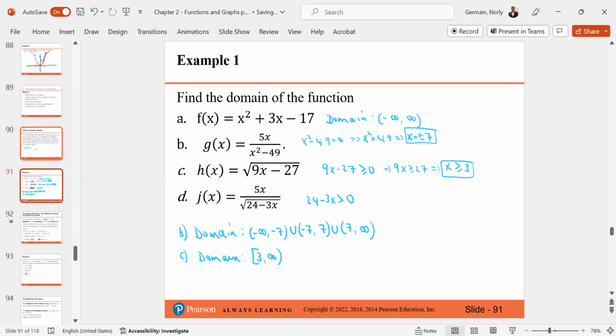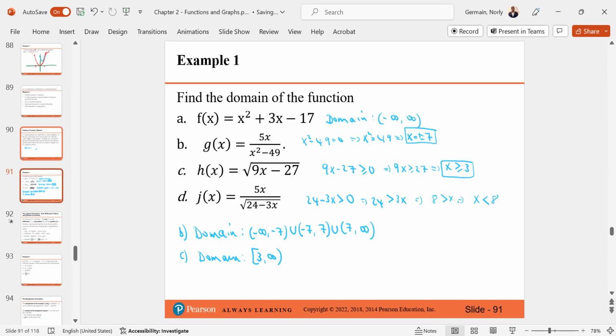So if we add 3x to both sides, we're going to have 24 greater than 3x. If we divide both sides by 3, we're going to have 8 greater than x. Or you can say x must be less than 8. Because if x is greater than 8, that's a big problem. 3 times 9, 27. 24 minus 27 would be -3. So we cannot take the square root of -3. All right. So we said it must be less, and it cannot be 8 also, because 3 times 8 is 24. 24 minus 24 would be 0.